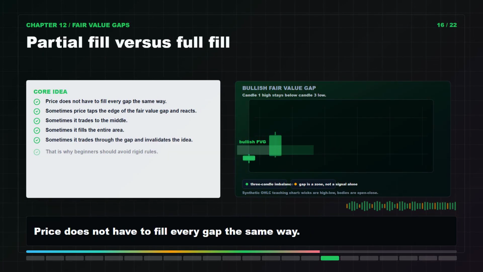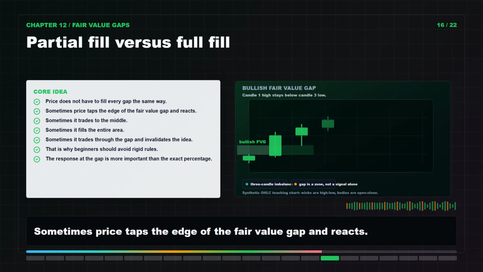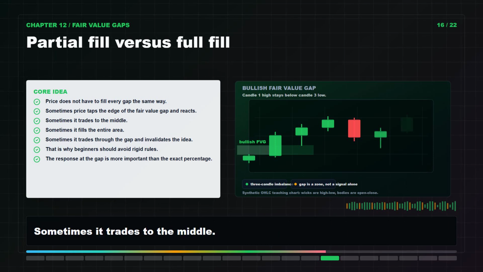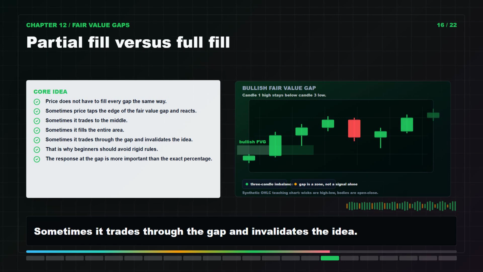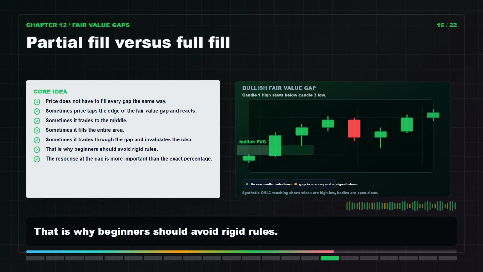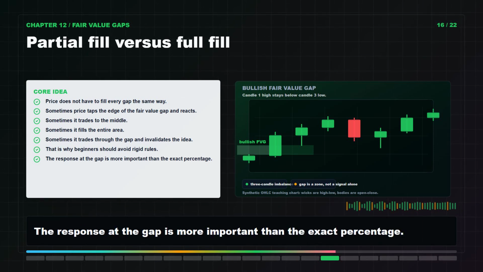Price does not have to fill every gap the same way. Sometimes price taps the edge of the fair value gap and reacts. Sometimes it trades to the middle. Sometimes it fills the entire area. Sometimes it trades through the gap and invalidates the idea. That is why beginners should avoid rigid rules. The response at the gap is more important than the exact percentage.